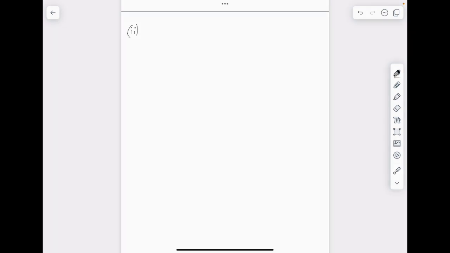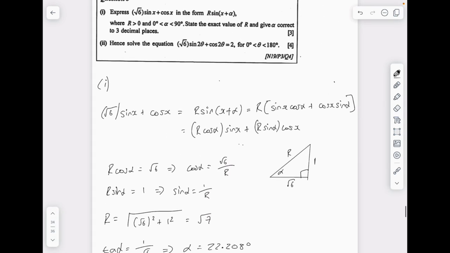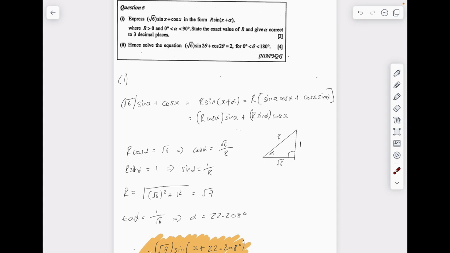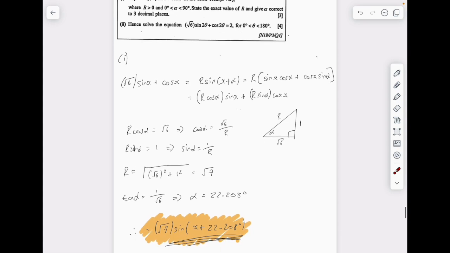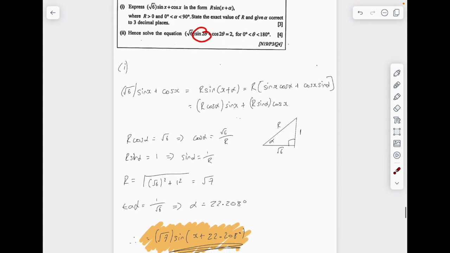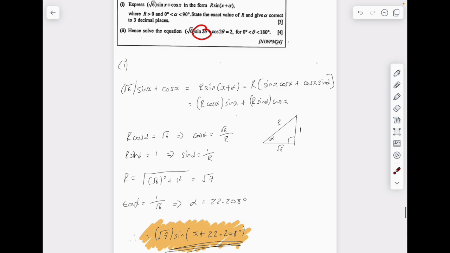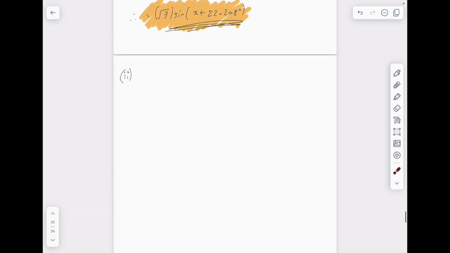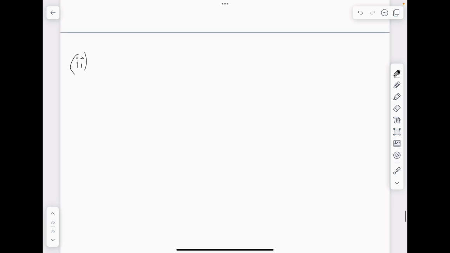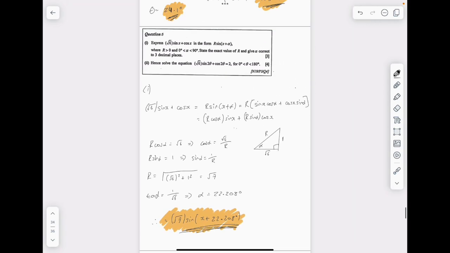That's number I. Alright guys, now for II, they want us to solve this equation: root 6 sine 2 theta plus cos 2 theta equals 2. Well, how are we going to do that? Effectively, what we need to do here, guys, is we just got to change it up a little bit. It says sine 2 theta. So, knowing the result we've got before, what we can say, all right. So firstly, what does it tell us? It says root 6.